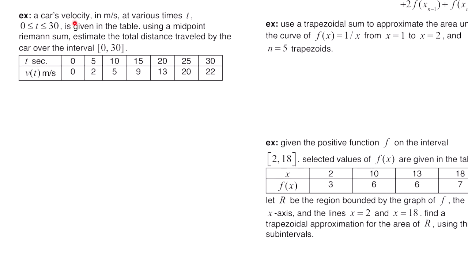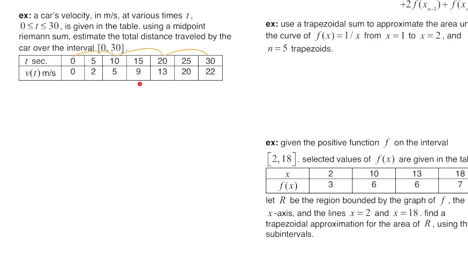This example says a car's velocity in meters per second at various times t from 0 to 30 is given in the table. Use a midpoint Riemann sum and estimate the total distance traveled by the car over the interval from 0 to 30. So for our table, we have the time in seconds going across the top. Then we have velocity in meters per second going here. Since the problem says that we're using a midpoint Riemann sum, we want to use the values that are presented in this table.